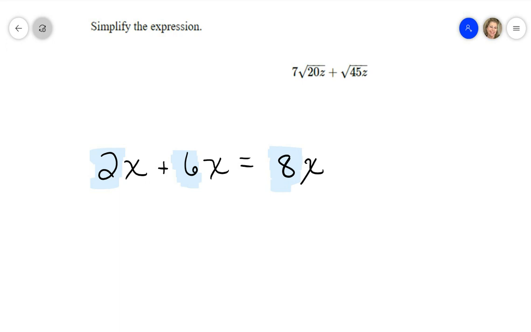This same concept works with radicals. You cannot combine radicals unless you have like radicals. So when I'm looking at this problem up here, right now I see I have 7 square root of 20z plus 1 square root of 45z. I cannot add them together. They're not like terms. Had I had 7 square roots of 2z plus 1 square root of 2z, then I would have 8 square roots of 2z. Your square root of 2z is your like term.